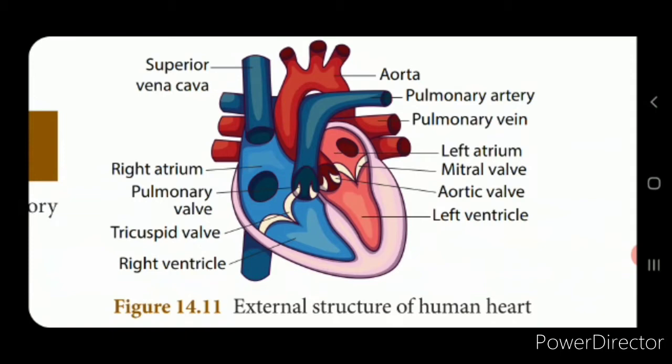Look into the picture, children. You can see it is labeled as superior vena cava, inferior vena cava and the coronary sinus, isn't it? These veins are responsible for the transportation of the deoxygenated blood from different parts of the body into the right atrium. Now here you have the pulmonary vein which brings the oxygenated blood from the lungs, isn't it?